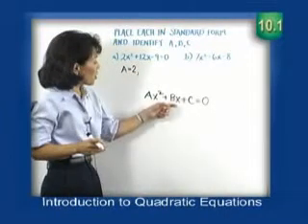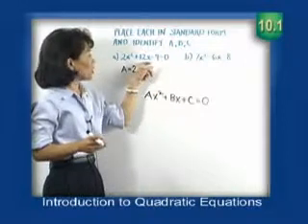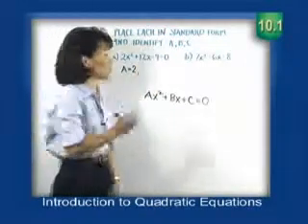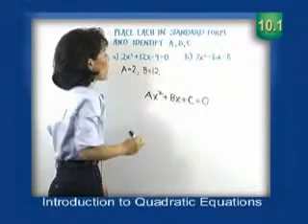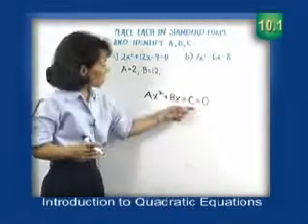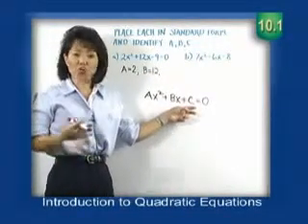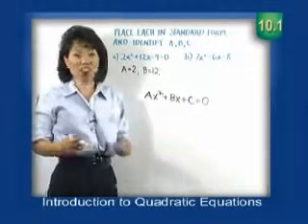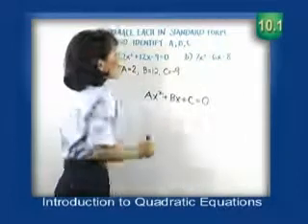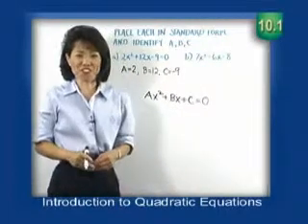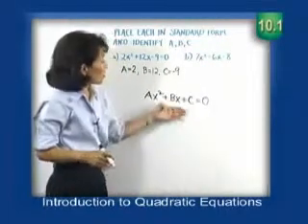B is the coefficient of the linear term. In this case, we have a 12. So B is equal to 12. And C is just the number by itself, or we refer to that as the constant term. So C is equal to -9. So far, not too bad. Let's look at our second equation.